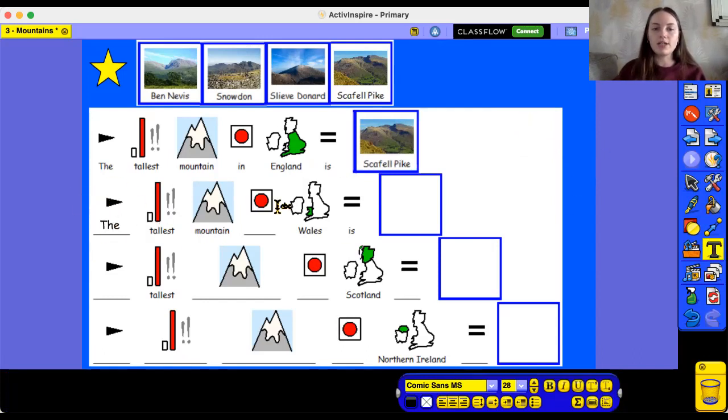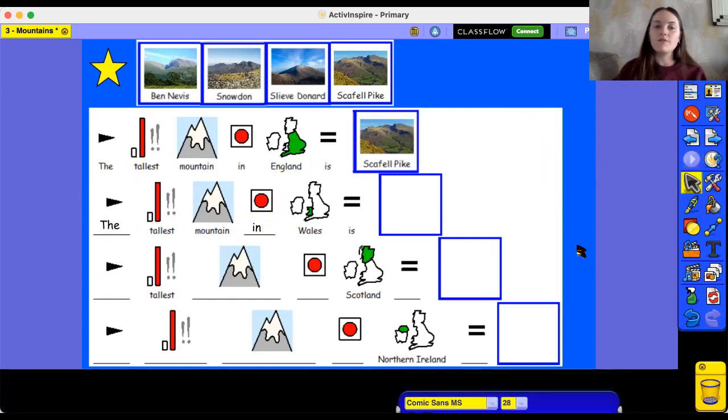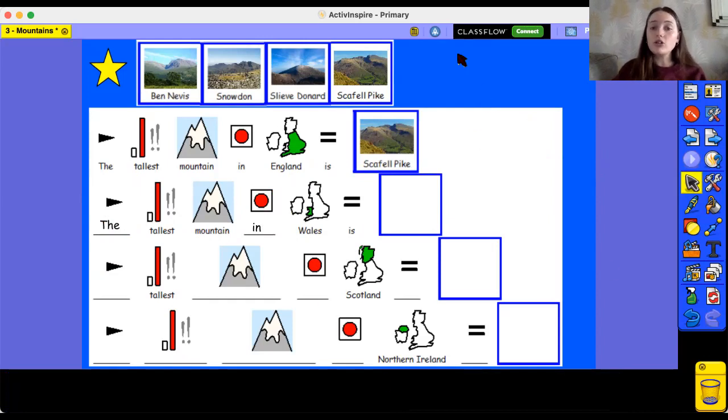The tallest mountain, Wales, is. What's this word going to be? In. Well done. And then I'm going to decide which of these is the tallest mountain in Wales. If you're not sure, rewind the video and listen again, and we'll talk about it again. So that's the 1-star challenge.